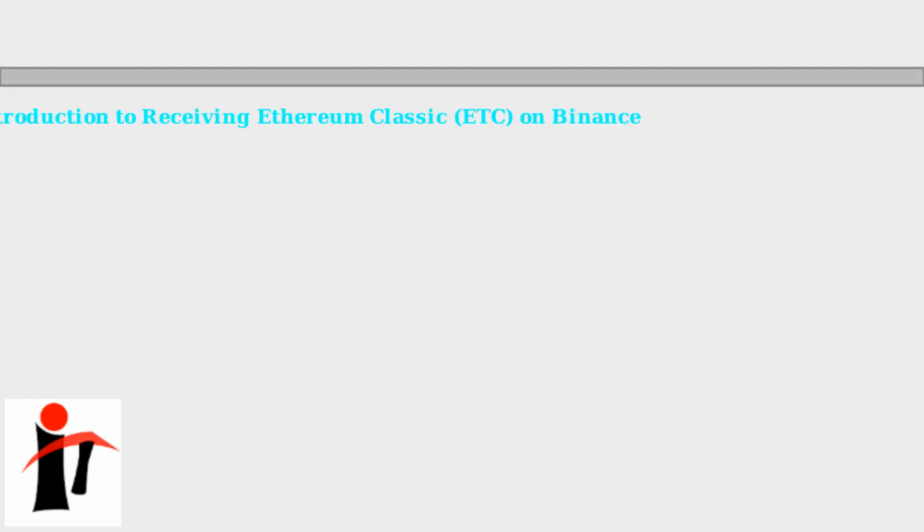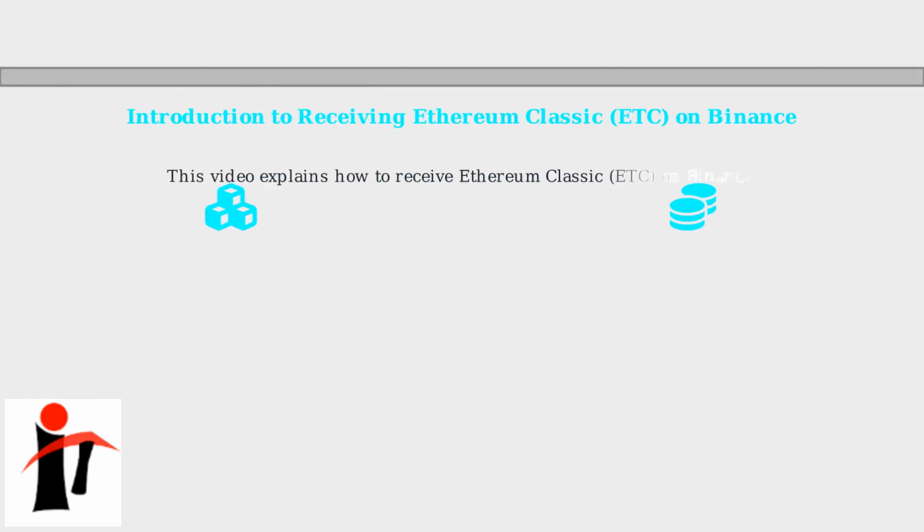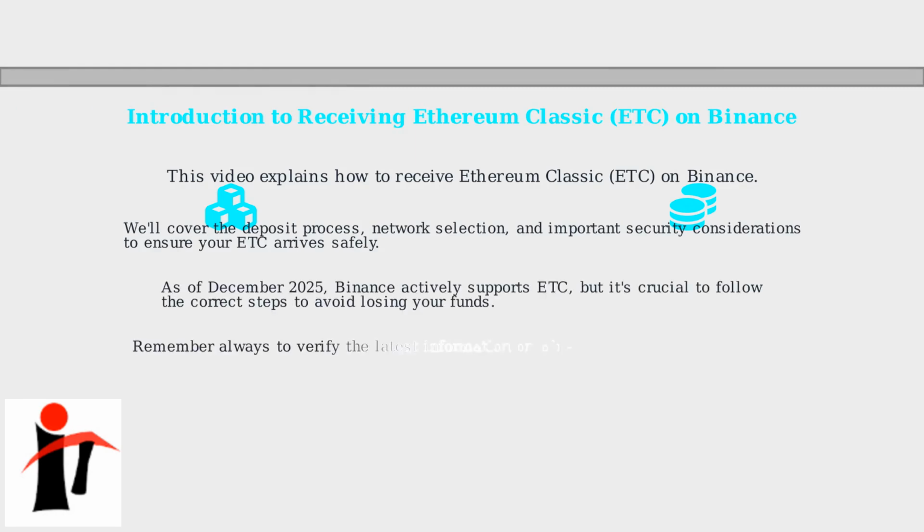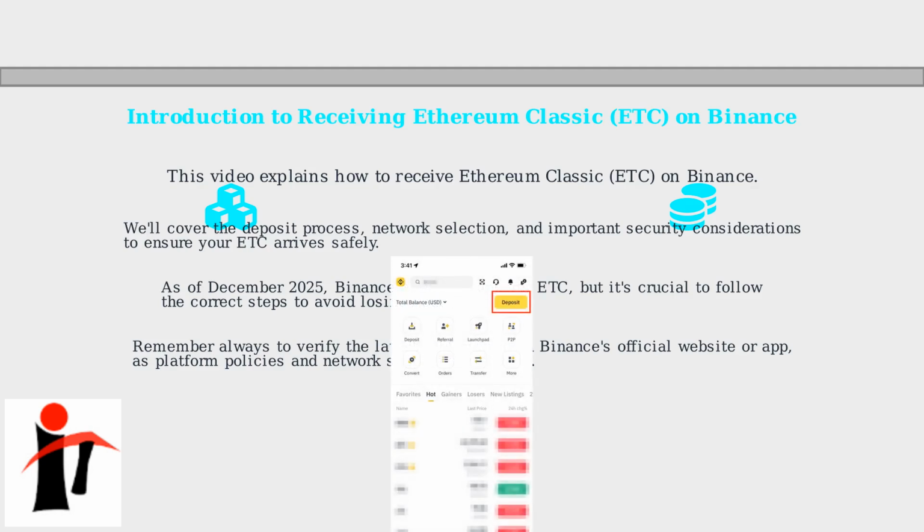This video explains how to receive Ethereum Classic ETC on Binance. We'll cover the deposit process, network selection, and important security considerations to ensure your ETC arrives safely. As of December 2025, Binance actively supports ETC, but it's crucial to follow the correct steps to avoid losing your funds. Remember to always verify the latest information on Binance's official website or app, as platform policies and network support can change.